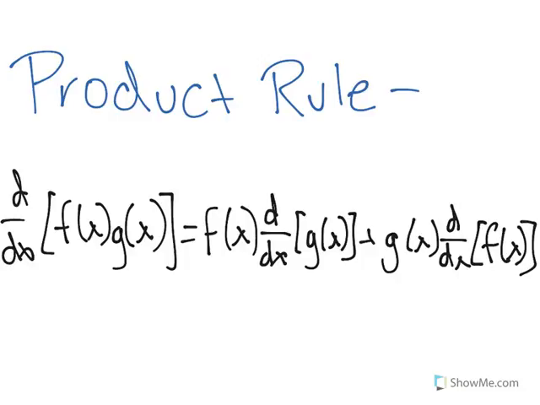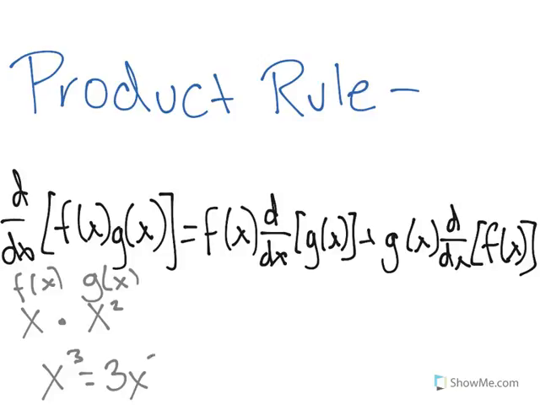And so to see this formula at work, let's say that we defined f of x to be just x, and we multiply it times x squared, and we define that to be g of x. So this is actually x cubed, and we already know that the derivative of x cubed is 3x squared. But for the sake of this example, let's try to figure it out using the product rule and see that we actually get the same solution.